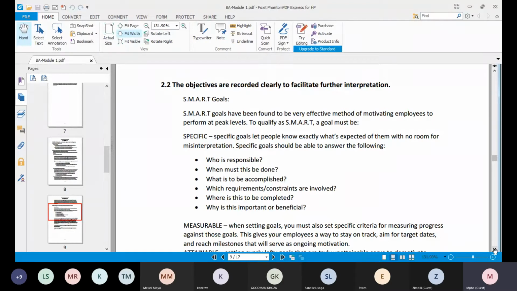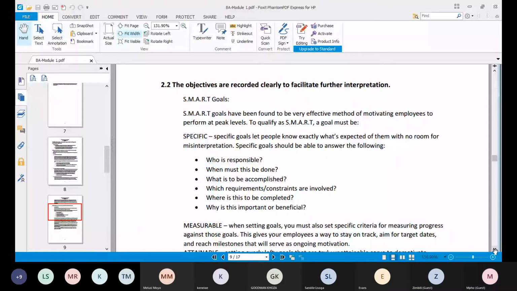Now, by specific, we mean a clear definition of goals, of objectives. It includes who, when, what, which, where, why, and how. It entails the purpose of objectives, who should be involved, what needs to be accomplished, how it is going to be done, which resources should be involved, and where it should take place.